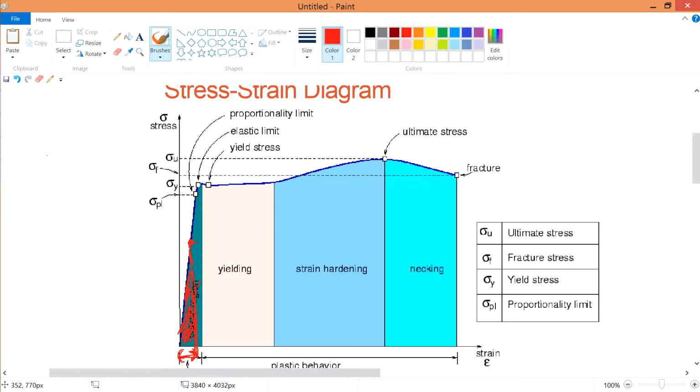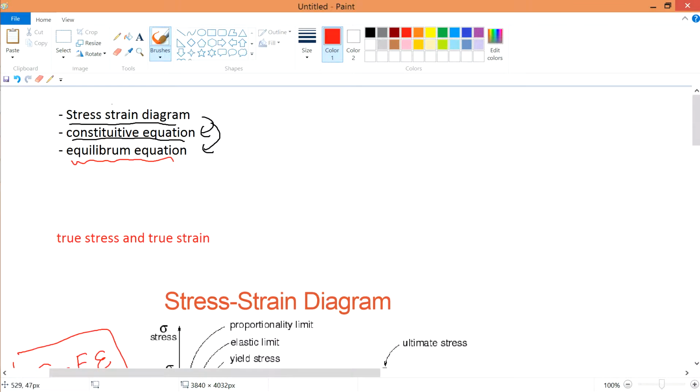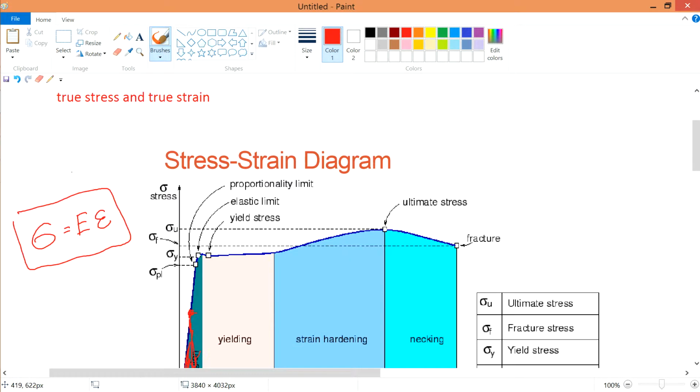If I come back here, stress is equal to Young's modulus times the strain. This is what we have done, and we can call this the constitutive equation. This equation describes what constitutes the material. It describes how its stress and strain state may occur. So it describes what constitutes the material, and that's all. It's the information on the material itself.